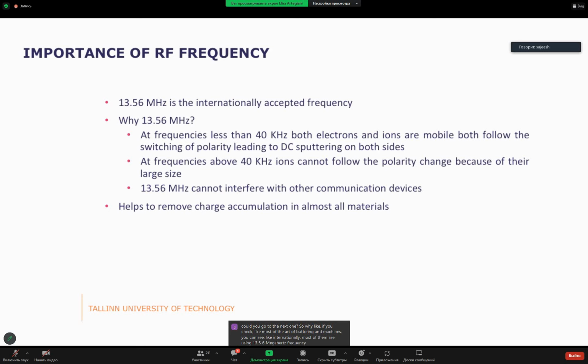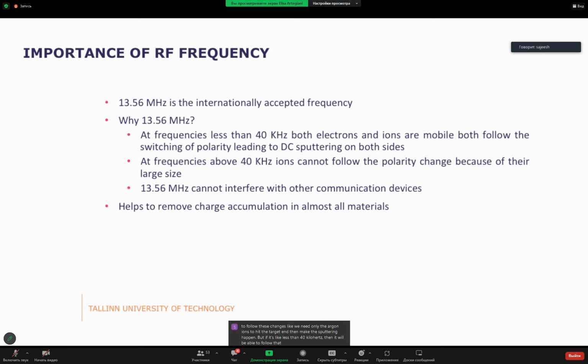So I was looking into why that is, and I found out that it has much more importance. If the frequency is less than 40 kilohertz, then the electrons and the ions will be able to follow these changes. We need only the argon ions to hit the target and make the sputtering happen. But if it's less than 40 kilohertz, it will be able to follow that polarity.